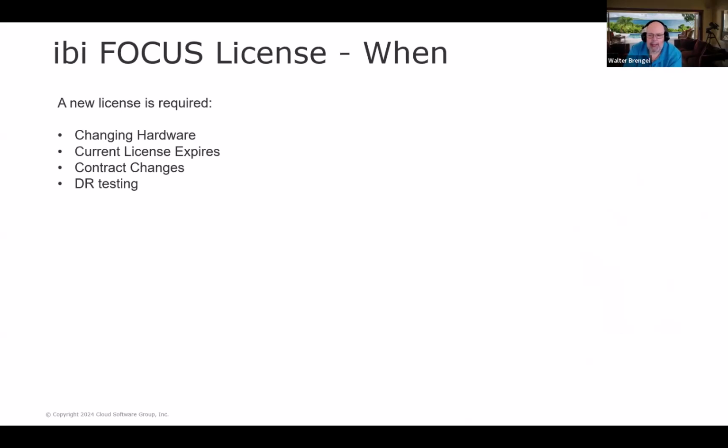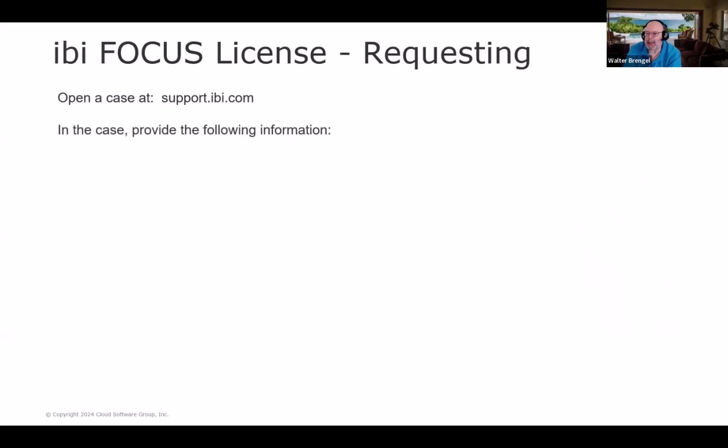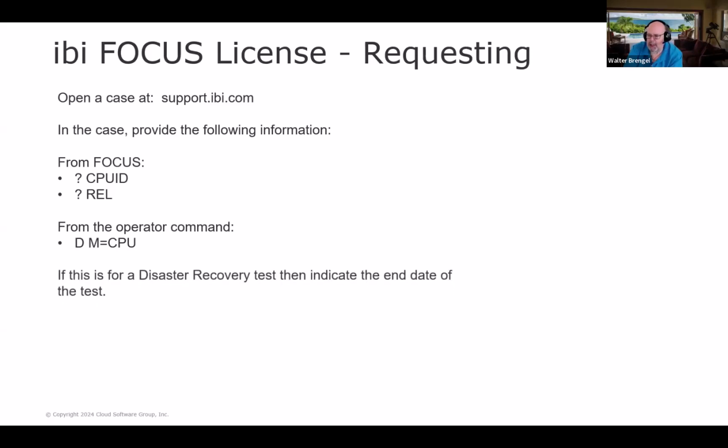So how do you get a new key? Open a case saying we're updating our hardware, we're going from a Z15 to a Z16. We'll ask you for the information that we need. From FOCUS, we need to know your current FOCUS level and what your current license looks like, and these two FOCUS commands will get us that. And then from the operator command on the new machine, if you do a D, which is display M equals CPU, because we want to see the information about your CPU, that will give us what we need to generate a new key.